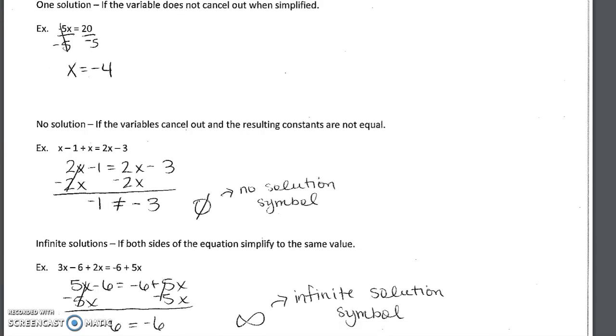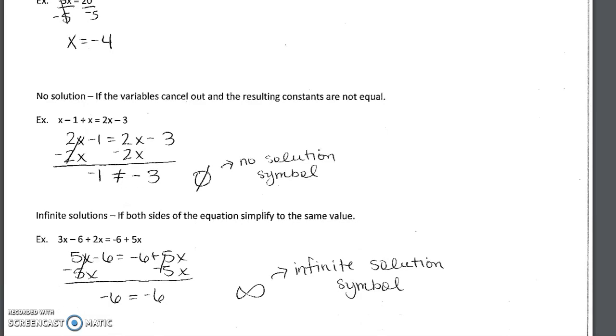Infinitely many solutions if both sides of the equation simplify to the same value. Again, your variables cancel out, they're gone, but you get a true statement. So when you go ahead and do this work, you put your like terms together. So 3x plus 2x is 5x. You subtract the 5x to this side, and you have -6 equals -6. Well, does it? Yeah. So infinitely many solutions is what you're working with.